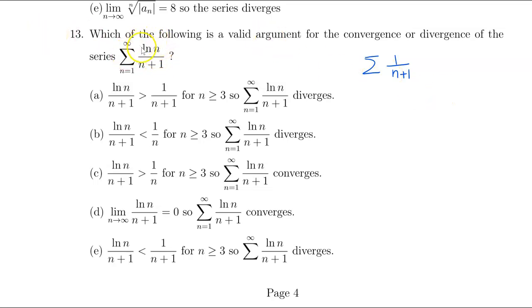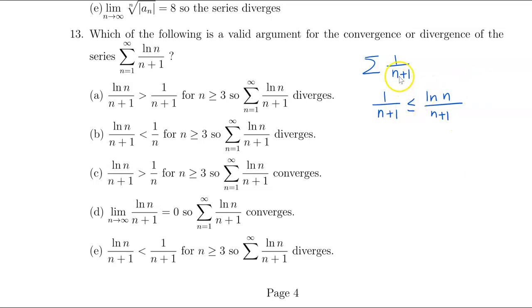Now, in this series, the numerator is increasing, so that is greater than 1 here. So that means that this series is bigger than this series. So we could say that 1 over n plus 1 is less than or equal to ln n over n plus 1. As you notice, they have the same denominator, different numerator. But the numerator here, ln n, is greater than 1.